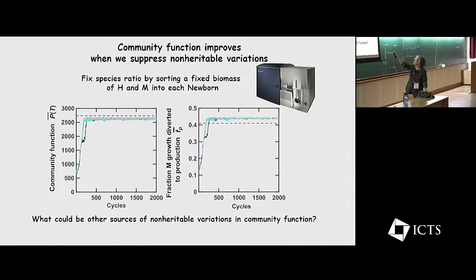Yeah. So we fix, sorry, I meant to say we fix species ratio by sorting a fixed biomass of H and M. So instead of letting them just, like if I pipette, I cannot control. If it's 50-50, it can be 60-40, it can be 40-60. But if I do sorting, I can ensure it's 50-50 because I'll pick the 50 of H and pick the 50 of M and then mix them. So it's guaranteed the 50-50.